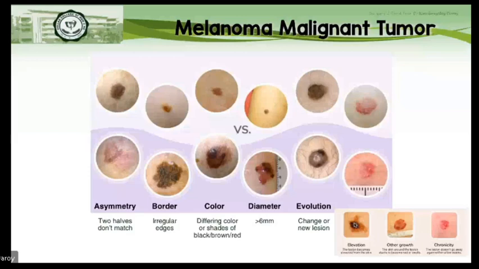Asymmetry is wherein two halves of your mole do not match. Border is when you have irregular borders. Color is when there are different colors or shades. Diameter is when it is more than 6 millimeters or more than the diameter of your pencil eraser. And you have to watch out for evolution or changes with the lesion. If you don't have any of those, then you don't suspect melanoma. Of course, there are other features like elevation, new growths, and chronicity.